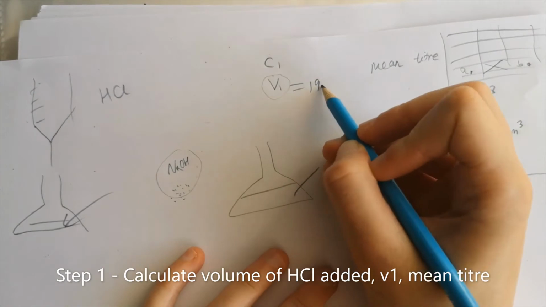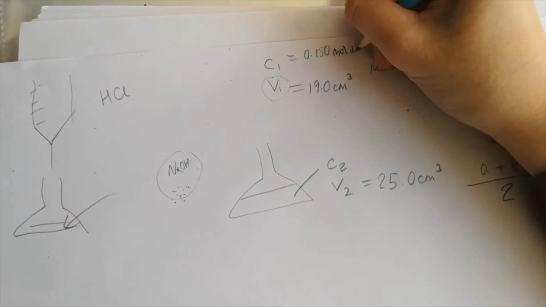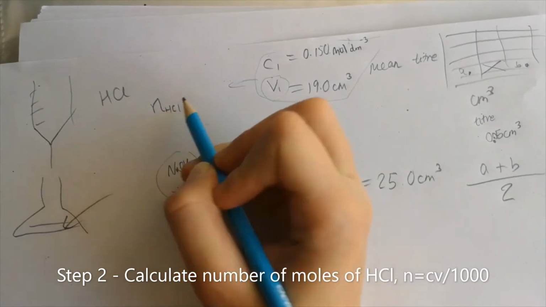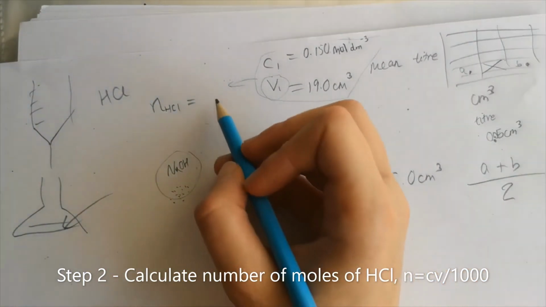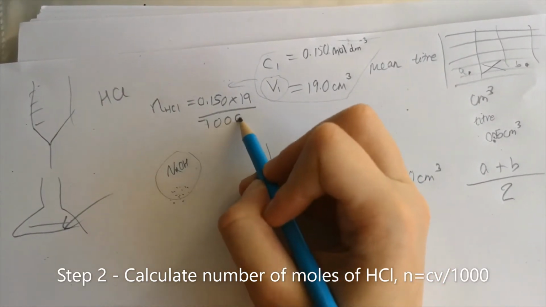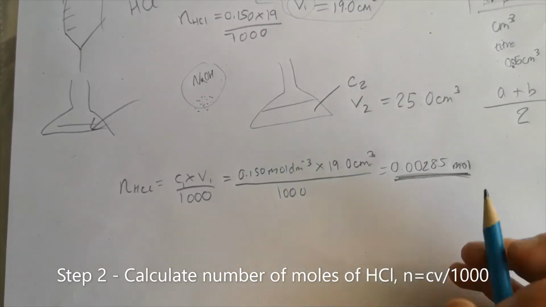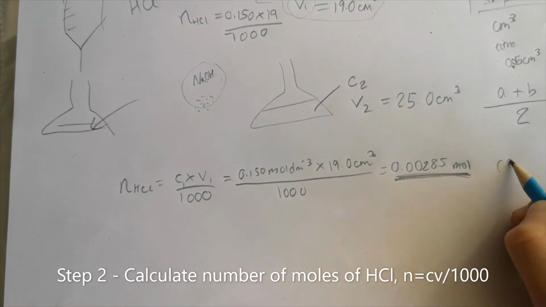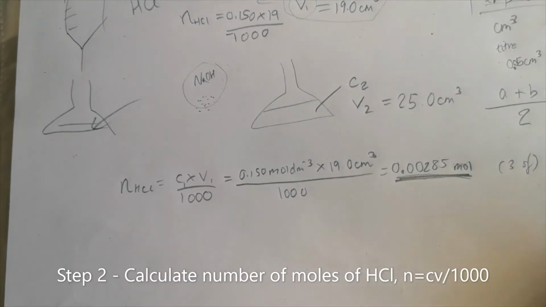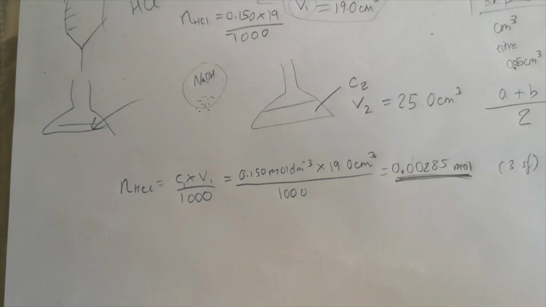Normally, the mean titer is around 19 cm³. A typical concentration would be 0.15 mol/dm³. From these values, we can work out that the number of moles of HCl added to the NaOH solution is concentration times volume over 1,000. Written explicitly, subbing in the numbers gives us 0.00285 mole. Notice how the answer is quoted to 3 significant figures, and also this is a very small number. The number of moles is normally less than 1, and even has 2 zeros maybe after the decimal point.